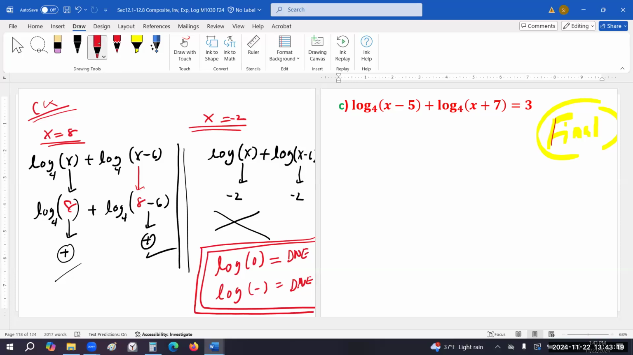So after substitution, if you have a 0, we cannot accept that answer. Or if you have a negative, we cannot accept that answer. Log 0 doesn't exist, log negative doesn't exist.